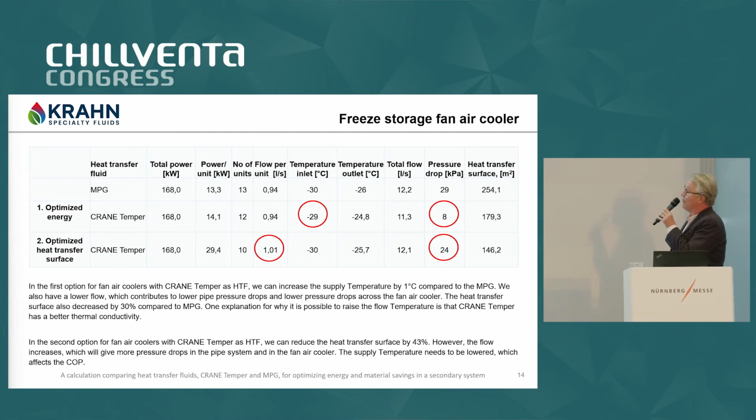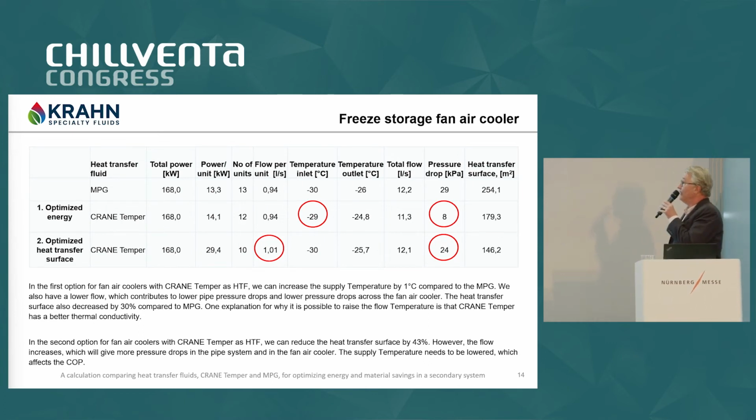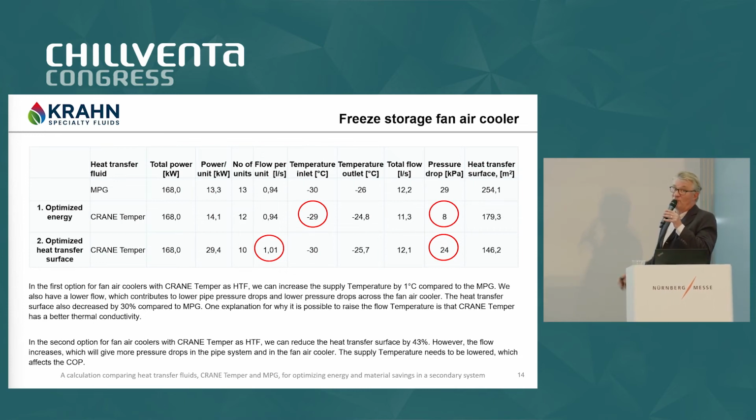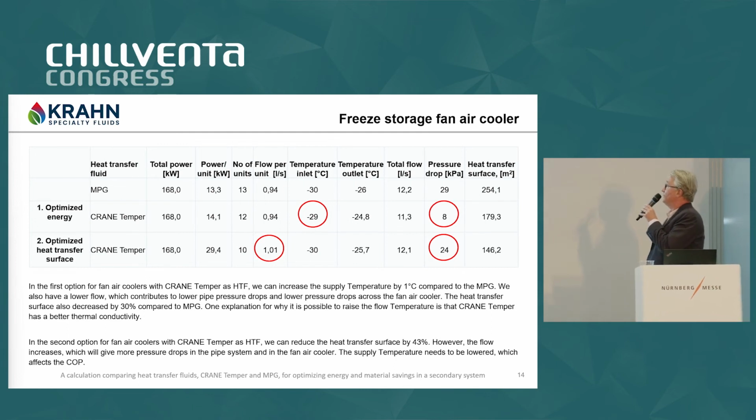Here is also the summary of what happened when you optimize energy and optimize heat transfer surface. In this case, you can also increase the temperature of the heat transfer fluid and consequently also the temperature in the evaporator with 1 centigrade, which means, as we said before, approximately 4% as a thumb rule. If you want to optimize the heat transfer surface, you can do that also, but in that case, you have to increase the flow rate, and consequently you also have higher pressure drop, but not that high as in the MPG case.